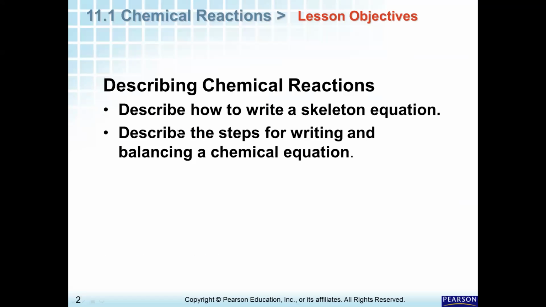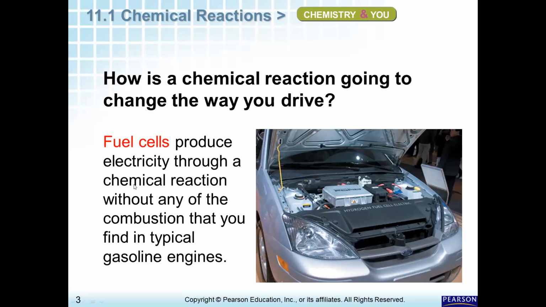So let's start with section 1. I want to warn you, I don't want to see people saying, why are we doing this? This is very trivial, but I can tell you that more than 50% of you don't know this information as we speak. I describe how to write what we call a skeleton equation, and we'll see what that means. And describe the steps for balancing a chemical equation. Balancing a chemical equation should be straightforward, but we will see how to do that.